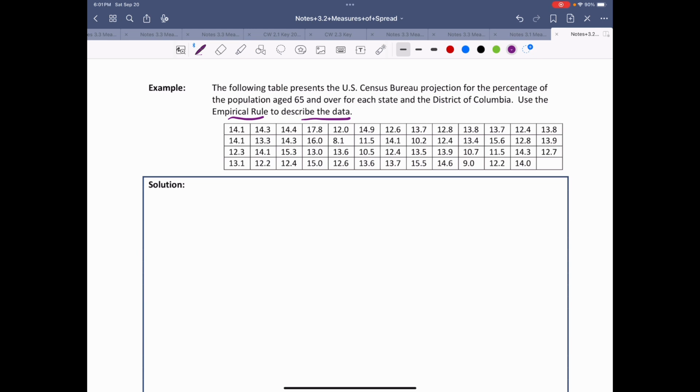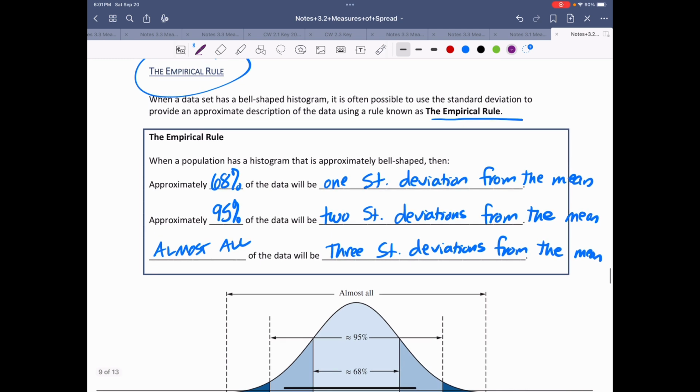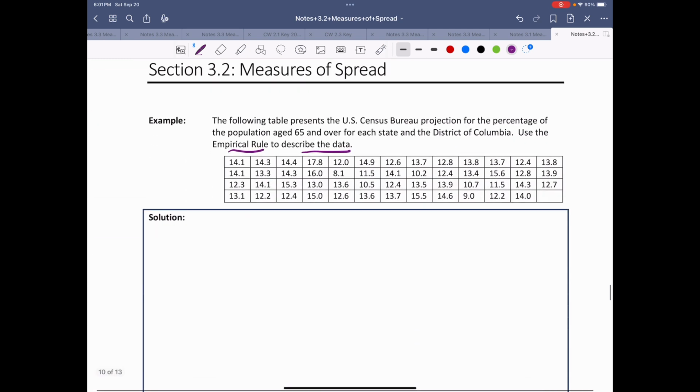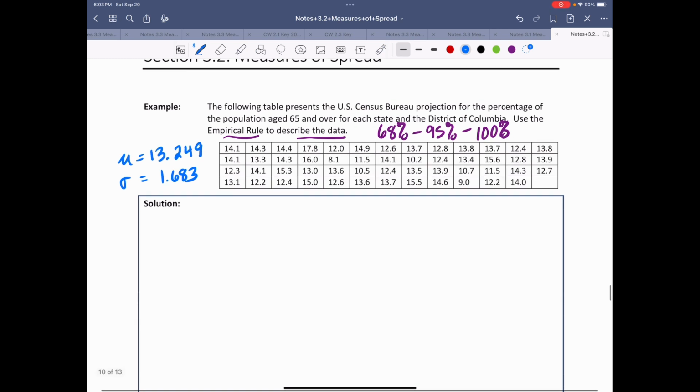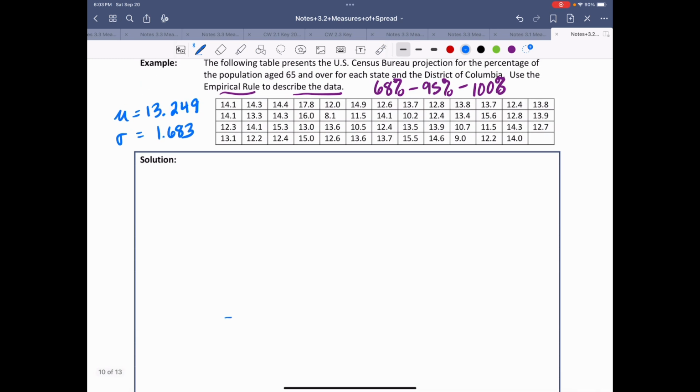So what we know is that this rule is going to hold, this 68, 95, 100. Okay, so 68%, 95%, 100%. Now, what I'm going to give you on this, I'm going to tell you that mu is 13.249 from the calculator, and that the standard deviation sigma is 1.683. And what I want you to do is draw a curve like what I showed you on the other page.